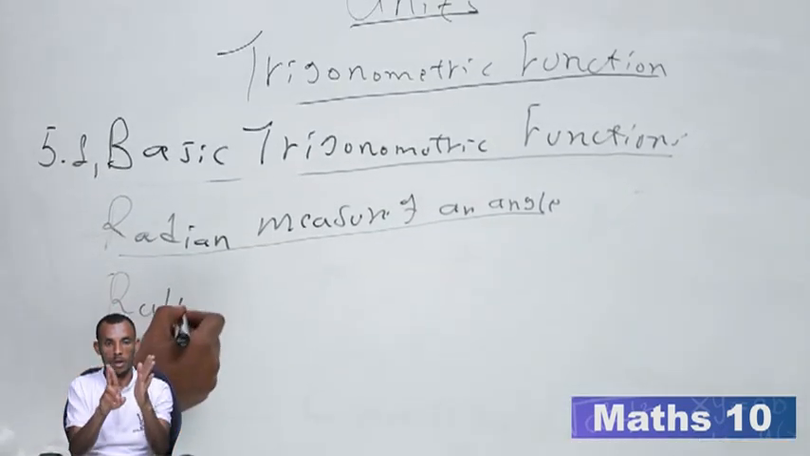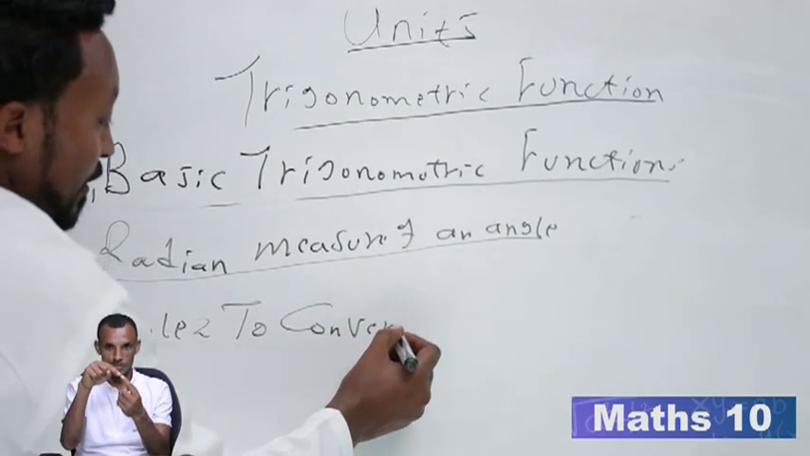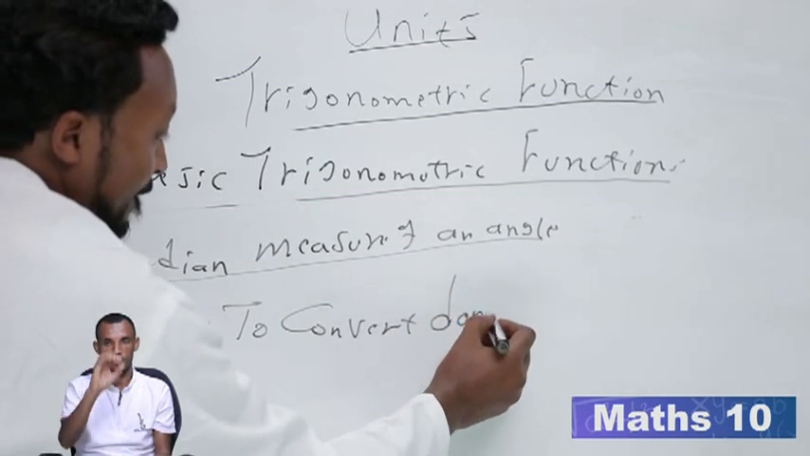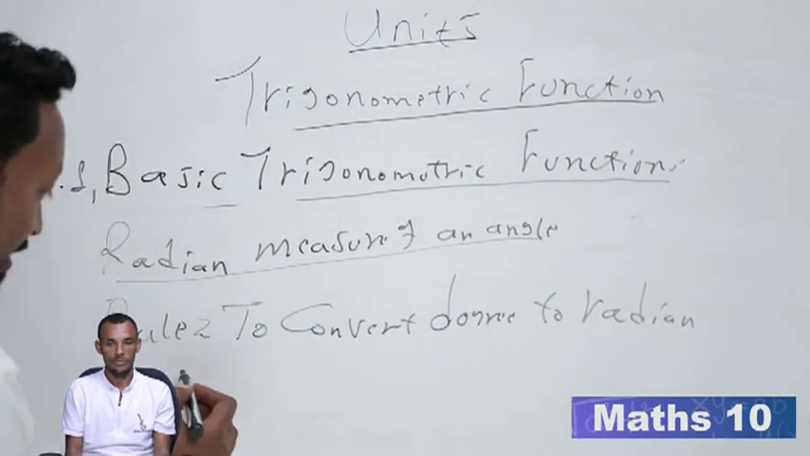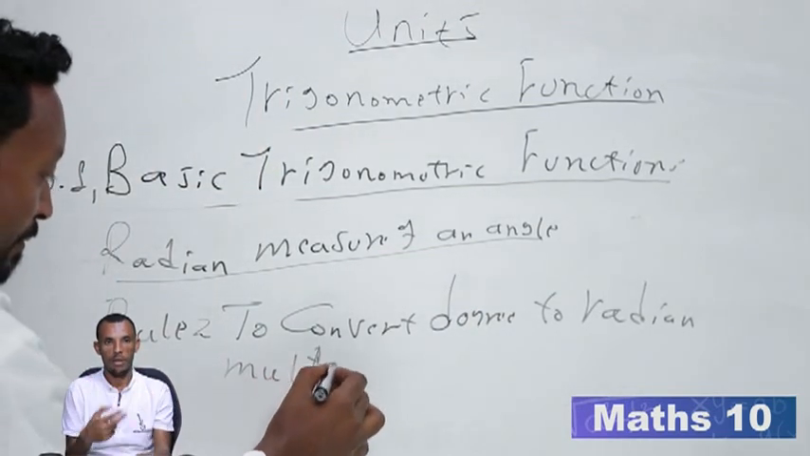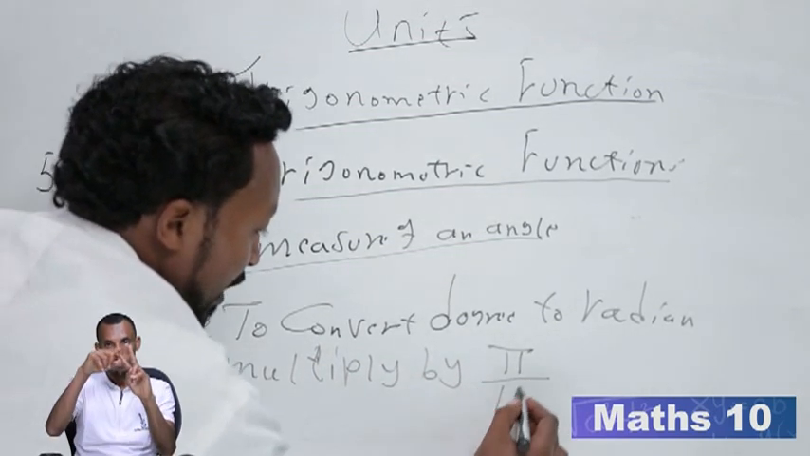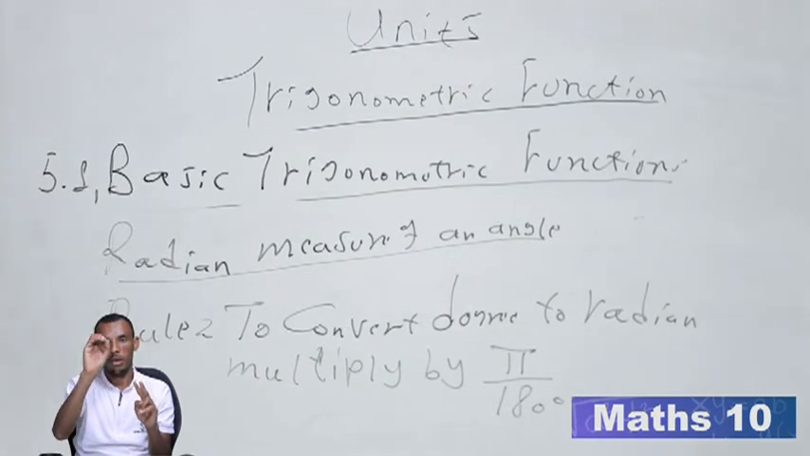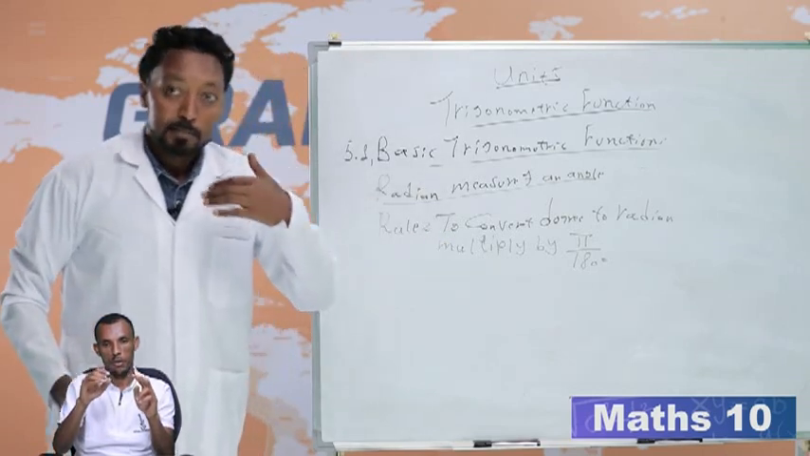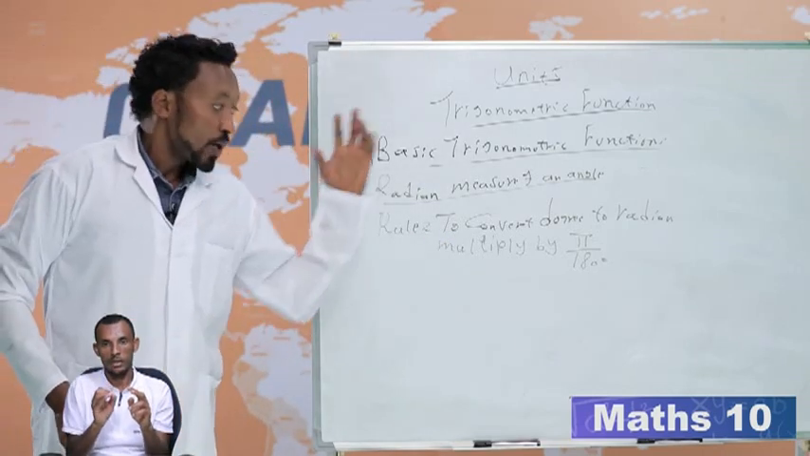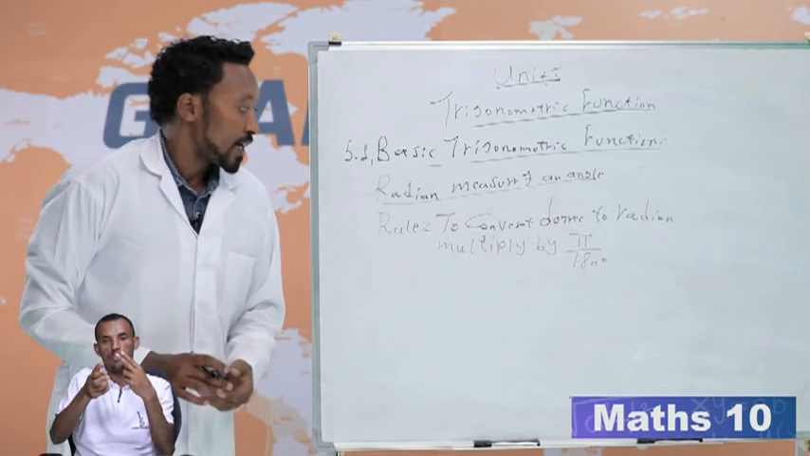Rule 2, the second rule, to convert degree to radian, multiply by pi over 180 degree. To convert radian to degree, multiply by 180 degree over pi, but to convert degree to radian, multiply by the reciprocal of that one, that means pi over 180 degree.